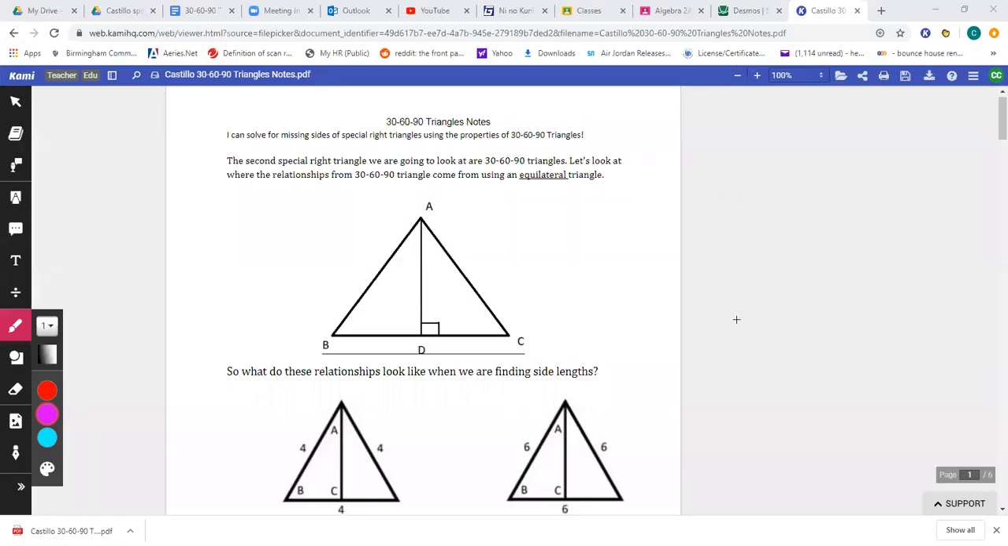So the only thing different about 30, 60, 90 from 45, 45, 90 is that there are two sets of rules in a 30, 60, 90 triangle. So let's take an equilateral triangle. Now remember, the angles of a triangle add up to 180. So if it's equilateral, then these all have to be 60, right?